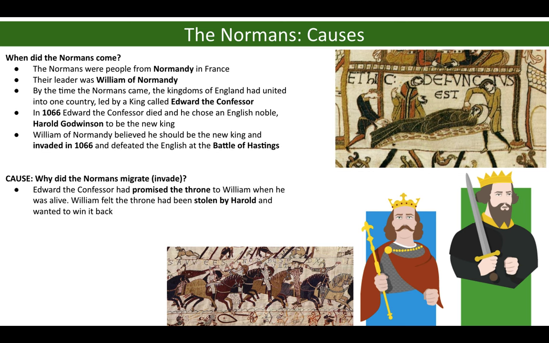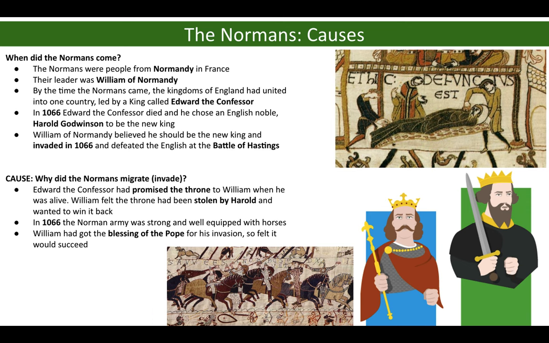The reason he thinks the throne is his is because he said Edward the Confessor had promised the throne to him when he was alive, so he feels that throne has been stolen by Harold Godwinson and therefore he should invade to take it back. On top of this, in 1066, the Norman army is strong and well equipped with horses, so it's a good time for them to attack. It's also a good time for them to attack because William had got the blessing of the Pope, the head of the Catholic Church, so he felt God would be on his side and he would succeed.